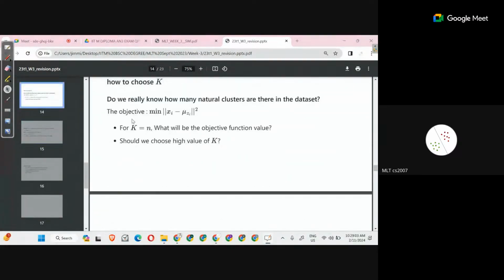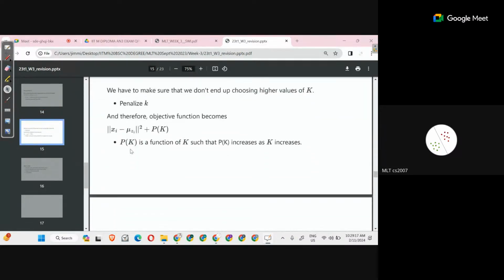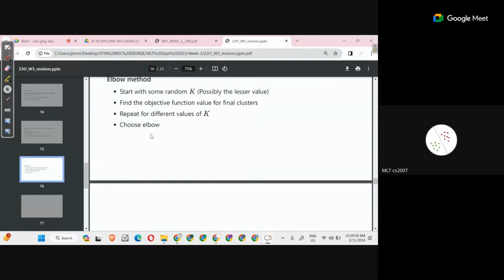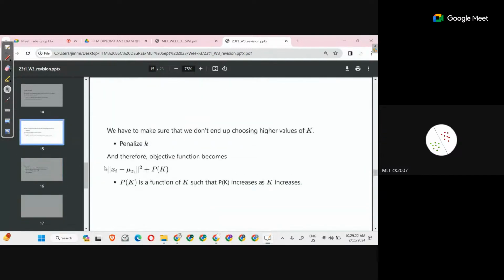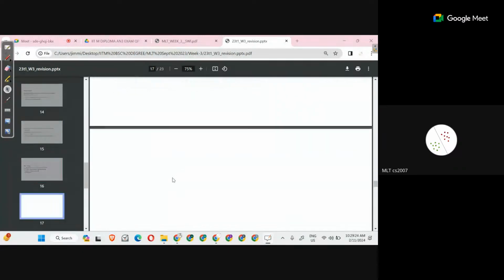Okay, so this is your objective function. Your job is to minimize this value: minimize the norm of xi minus its centroid, that is, minimize the length of any point from its centroid. And since we have multiple centroids, that's why we have written sigma.